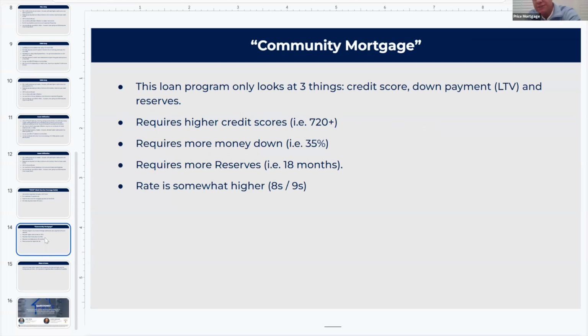And then we have one investor that offers what they call their community mortgage. I feel like it sounds better than it is, but it's a fairly simple loan program where they're only looking at three things: credit score, down payment or LTV, and reserves. But once you get into the details, they require a higher credit score, 720. They normally require like 35% down, and then they're going to want like 18 months of reserves. And the rate's the killer.